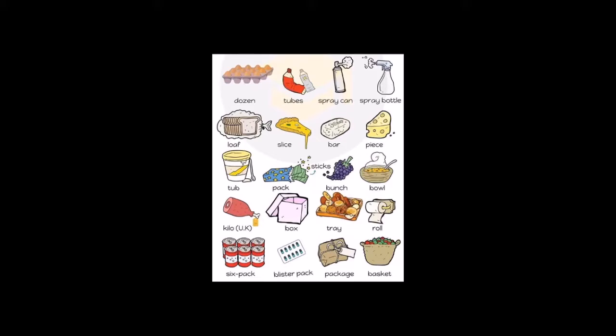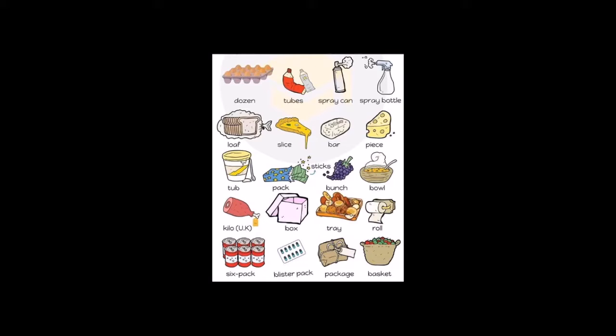We have a piece which is a portion without any specific shape, and we can talk about pieces of meat or pieces of cheese. The tub, which is a container that is usually made of plastic that can help us contain some elements that can be either liquid or solid. For example, yogurt can come in tubs.